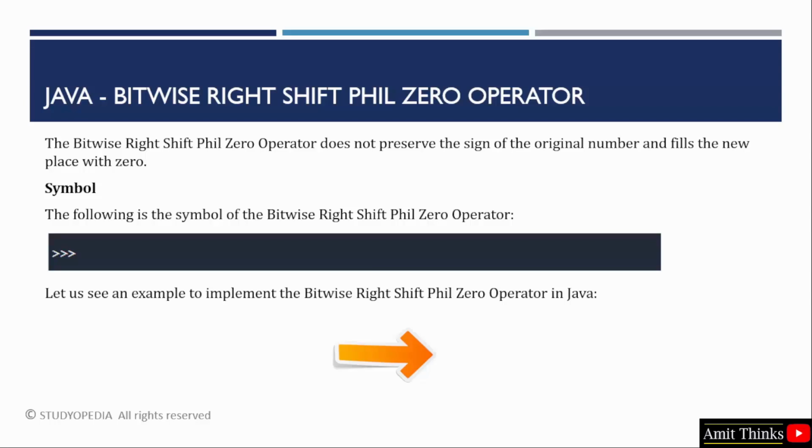Now we have the bitwise right shift fill 0 operator. This won't preserve the sign of the original number and fills the new place with 0. So it works like the previous one, right shift, but it will just fill the new place with 0. Let us see the example.